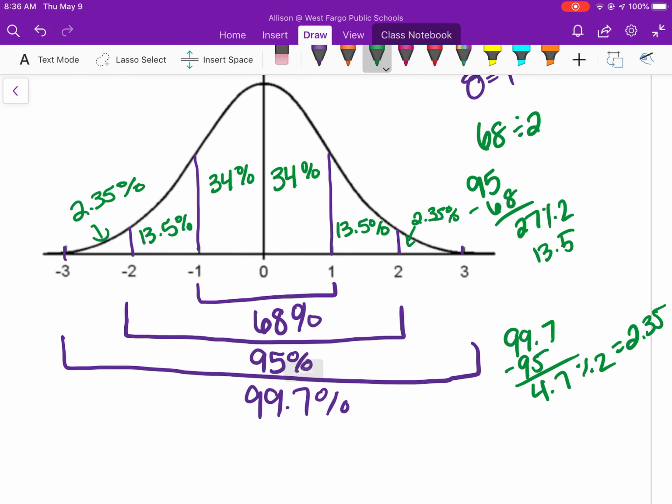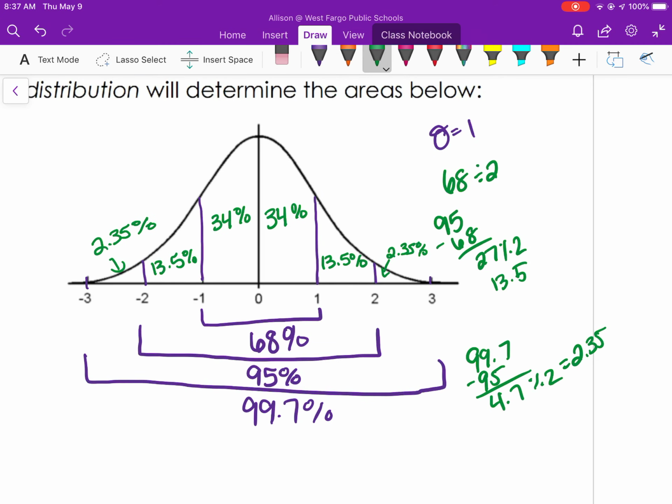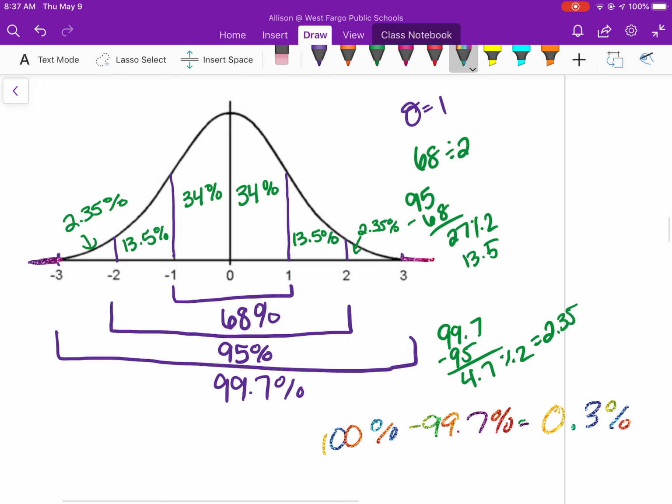Now, the outside, so outside the 3 standard deviations are this piece right here and this piece right here, the very small percent. If you think the whole thing should add up to 100%, so 100% take away 99.7% leaves us with just 0.3% left. And so those represent the two very far ends. So 0.3% of the data lies outside 3 standard deviations. If you take that 0.3% and divide it by 2, that becomes 0.15.